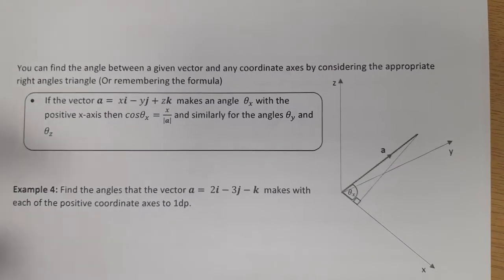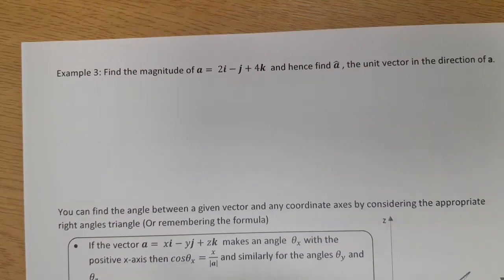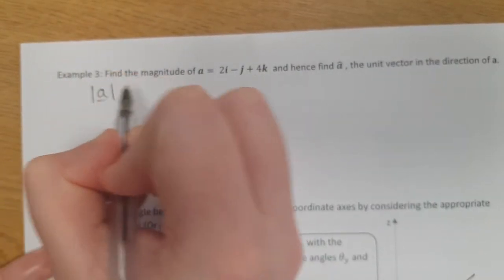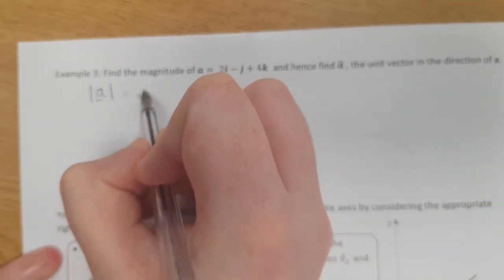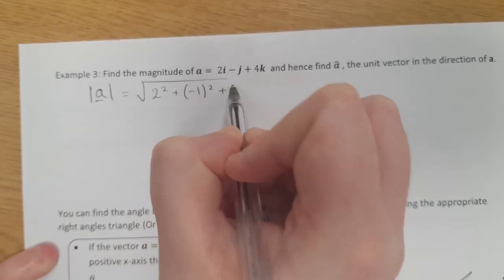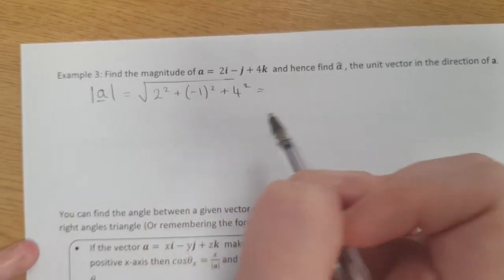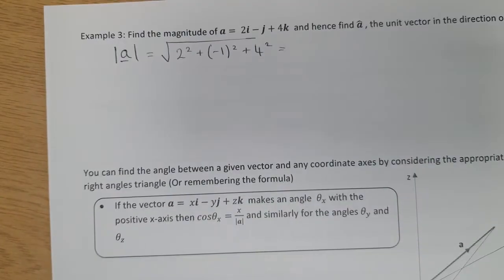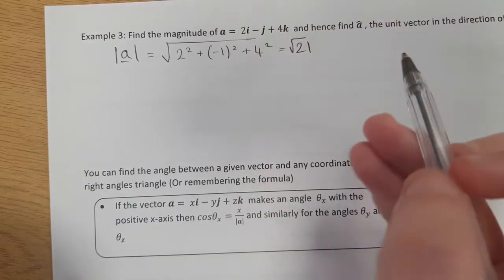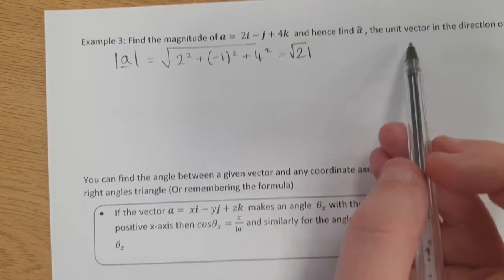Right, hopefully nothing too tricky so far. You've got find the magnitude of this vector. Now remember we said magnitude is just to write with the modulus signs, and you find that by doing Pythagoras. So you've got the square root of 2 squared, add minus 1 squared, add 4 squared. That's going to give us the square root of 21.